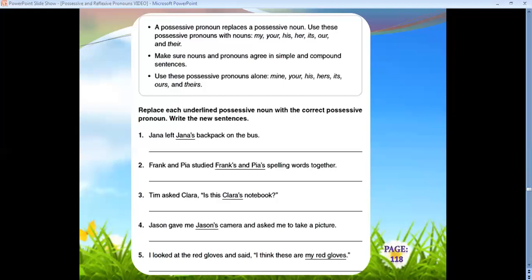Yeah. 4. Jason gave me Jason's camera and asked me to take a picture. Jason gave me what? Jason and Jason's are the same person, okay? Jason gave me his camera and asked me to take a picture. I guess that's right. 5. I looked at the red gloves and said, "I think these are my red gloves. I think these are mine." What do you think?